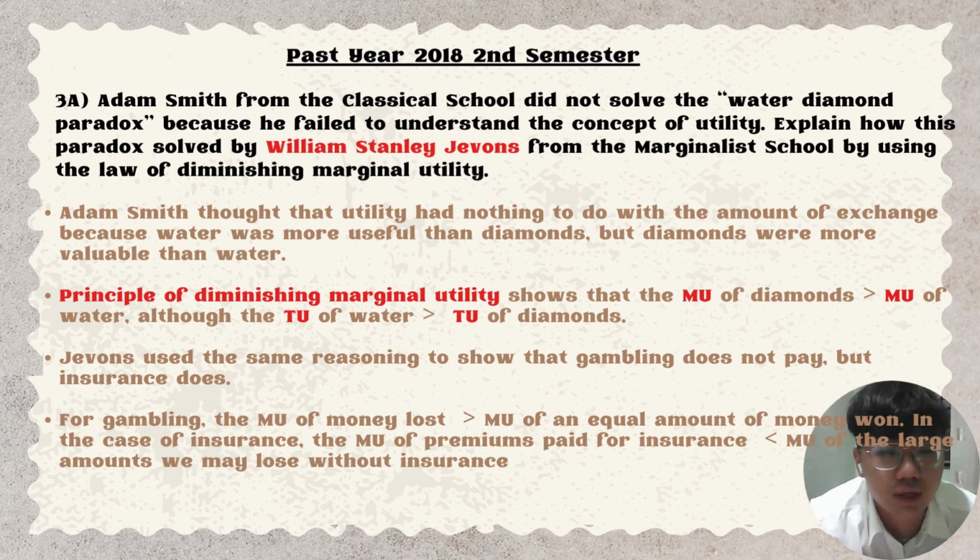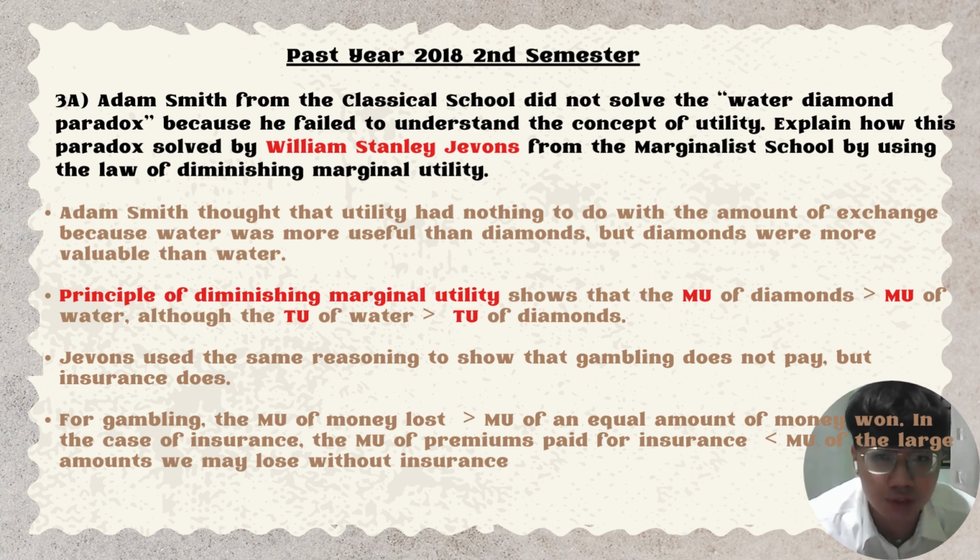Alright, as usual, after looking at the previous part, let's move on to the past year questions. Question 3A: Adam Smith from the classical school did not solve the water-diamond paradox because he failed to understand the concept of utility. So we need to explain how this paradox is solved by William Stanley Jevons from the marginalist school by using the law of diminishing marginal utility.